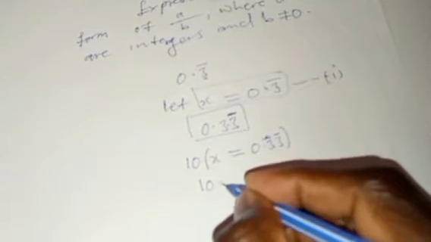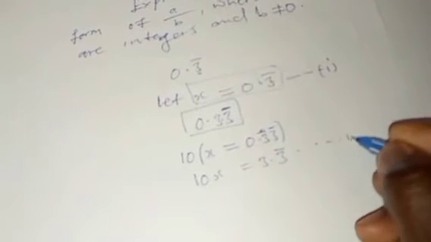So I'll say x equals 0.3 bar. By the way, this is your first expression. Then the second expression will be 10x equal to, so this point is going to move one step, it will be 3.3 bar, and this becomes the second equation.